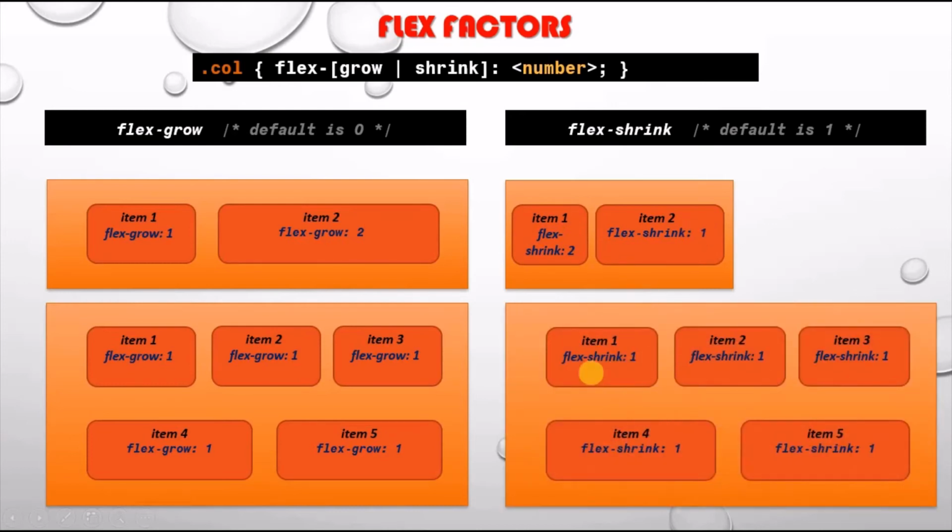And when they wrap, the same thing applies. Flex lines are treated as independent entities. And here you can see that the default is 1. So by default, our flex items try to shrink to fit the available container.